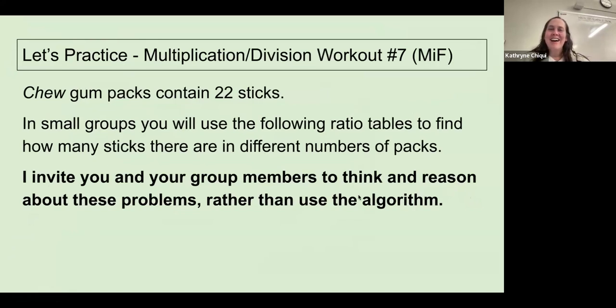Appreciate you, Janice. All right, so what we're gonna do now is what I like to call a multiplication division workout. This one happens to be about chewing gum, or the brand Chew Gum, and their packs. Each pack contains 22 sticks. So in small groups, you guys are going to use ratio tables and try to figure out how many sticks there are in each of the different numbers of packs. I invite you and your group members to think and reason about these problems rather than using the algorithm.